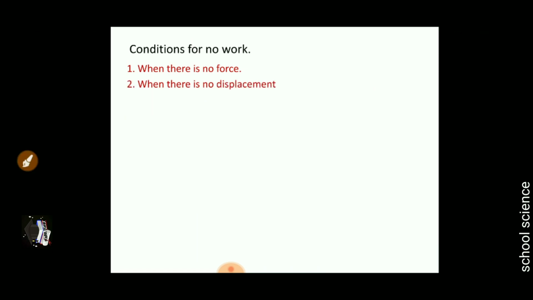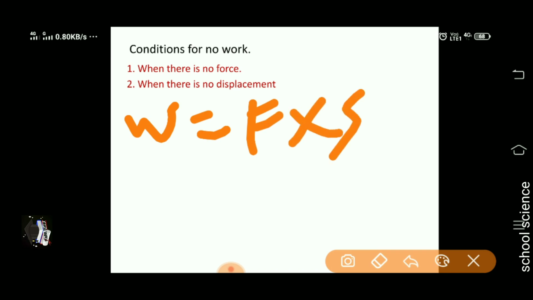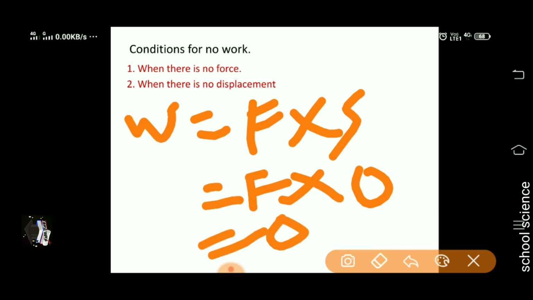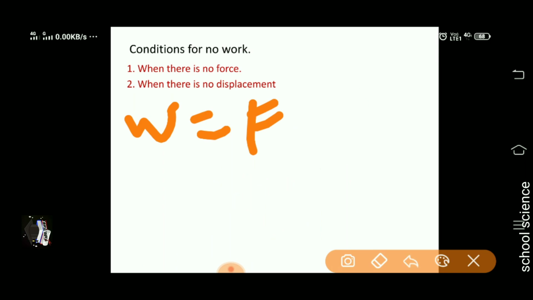Number two, when there is no displacement. Just now we wrote W equals F into S. Now there is force but there is no displacement. F into 0 is 0, so there is no work because there is no displacement. Can we write some examples where there is no displacement?